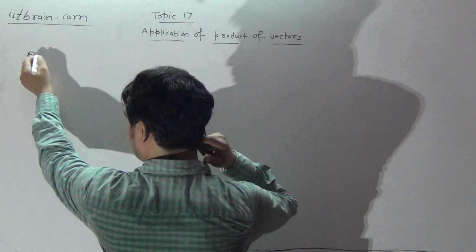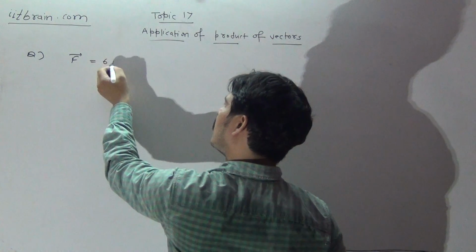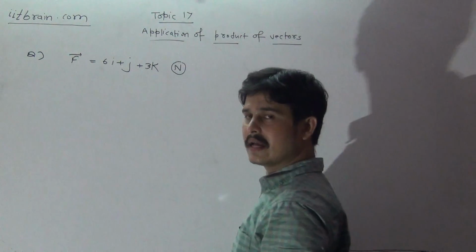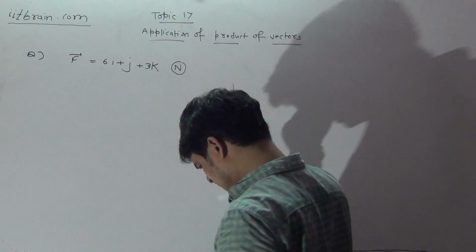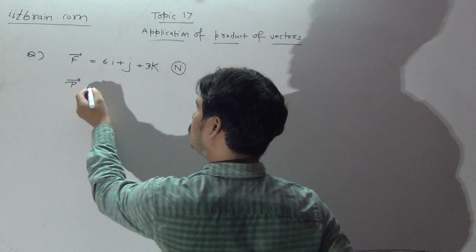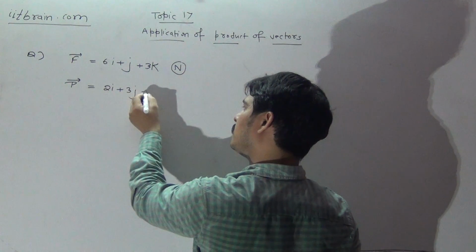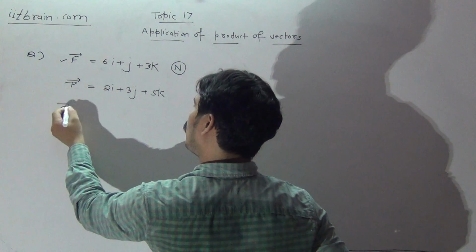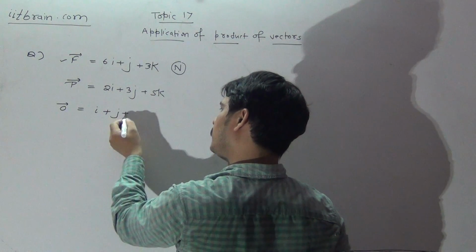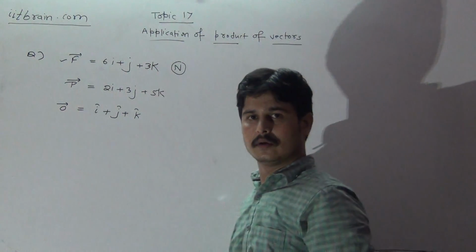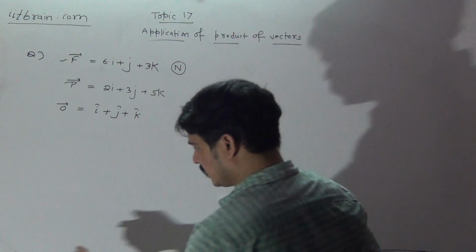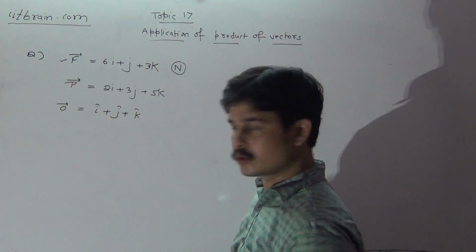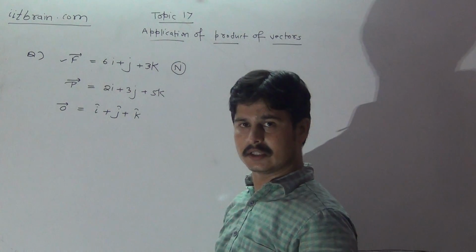Then suppose the question is: a force of 6i plus j plus 3k Newton is acting on a body at a point P, and the position vector of P is 2i plus 3j plus 5k. We have to calculate the torque of this force about the point O. O is i plus j plus k. Suppose this is the O vector here. O is the position about which we have to calculate the torque of force F, and P is the point at which F is working. So you know that torque is force into perpendicular distance from the pivotal point.